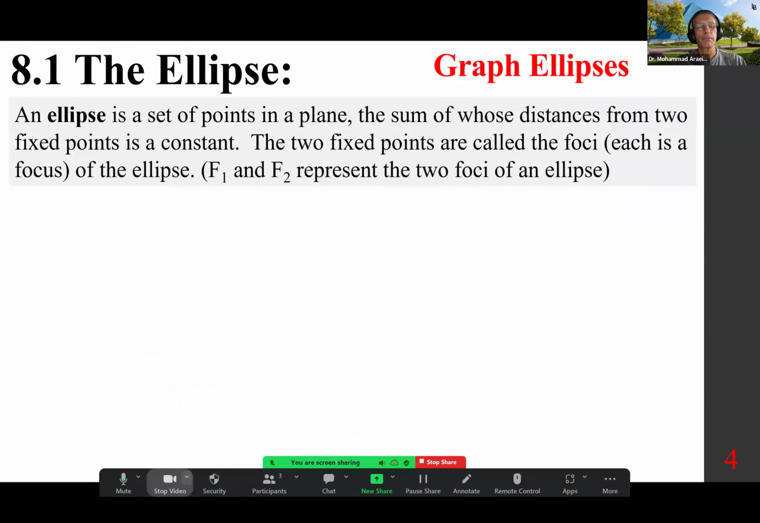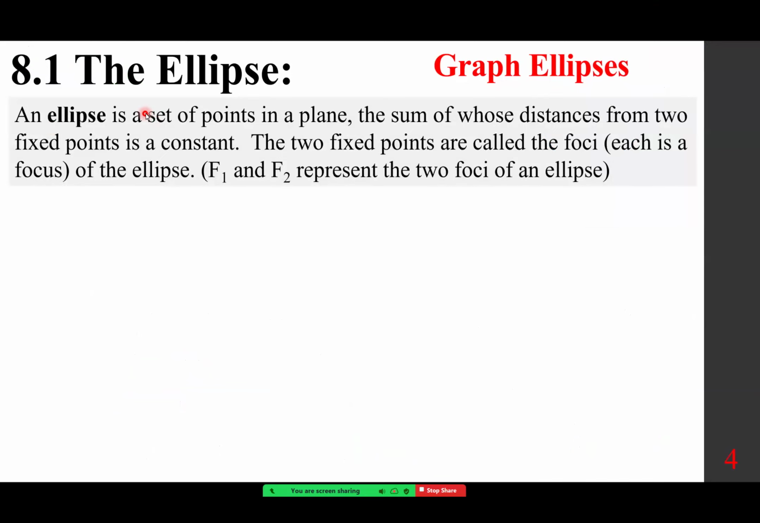And now the ellipse. An ellipse is a set of points in a plane, the sum of whose distances from two fixed points is a constant. The two fixed points are called the foci. Each is a focus of the ellipse. F1 and F2 represent the two foci of an ellipse. So if you pick any point and connect it to F1 and then F2, the sum of these two is the same. That is the definition.